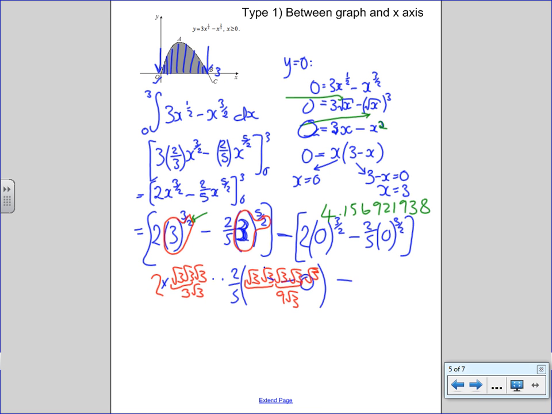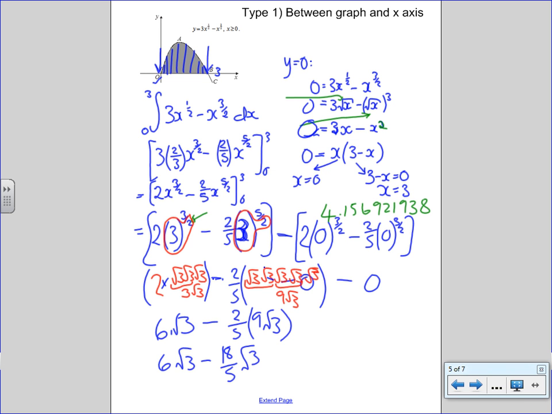I've still got that minus 0. So we've got 2 times 3 is 6 root 3 here. And then we've got 2/5 of 9 root 3 here, which is 6 root 3 minus 18 over 5 root 3. Well, 6 minus 18 over 5 is 12 over 5. So hopefully that 12 over 5 root 3 is a nice way of saying that disgusting thing there.